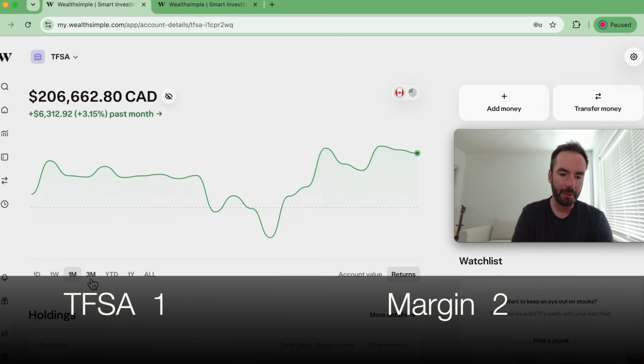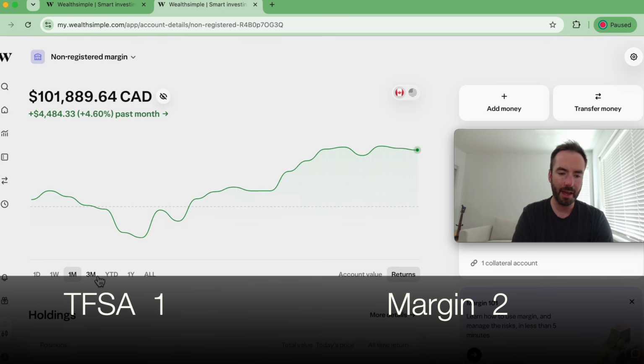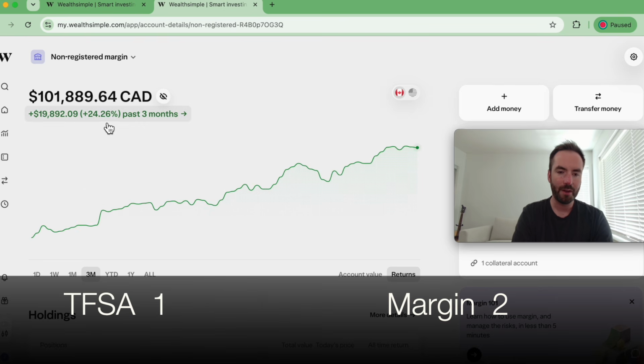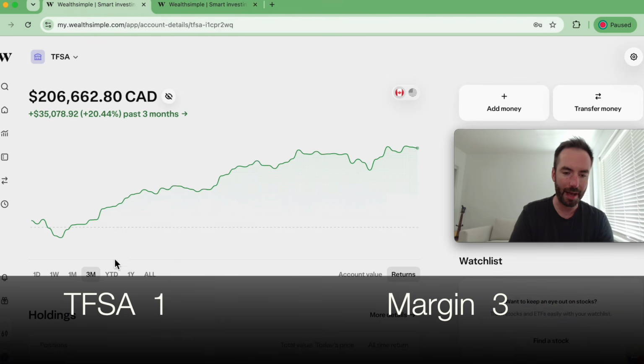What about 3 months? The TFSA is up 20.44% in the past 3 months, whereas the non-reg margin account is up 24.26%. So that is another check mark for the non-registered margin account. So we're up 3-1. Can the TFSA make a comeback?